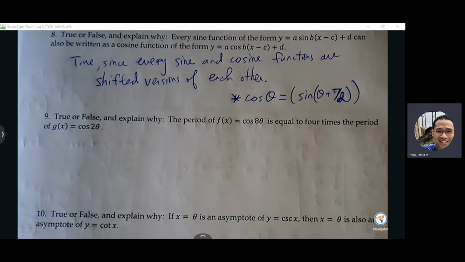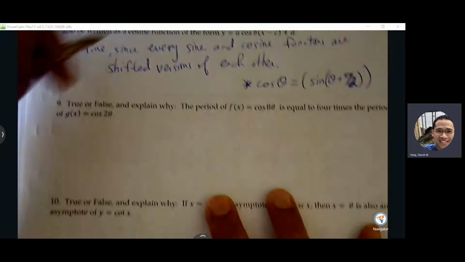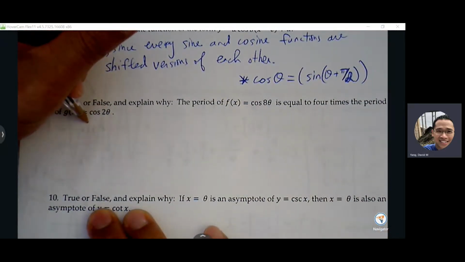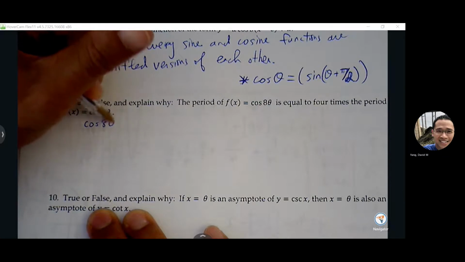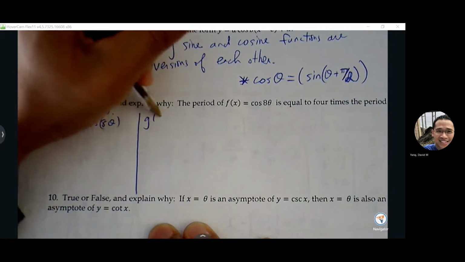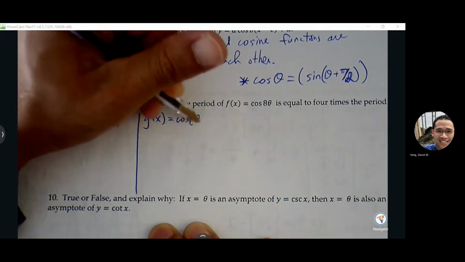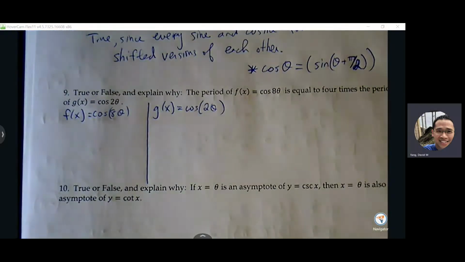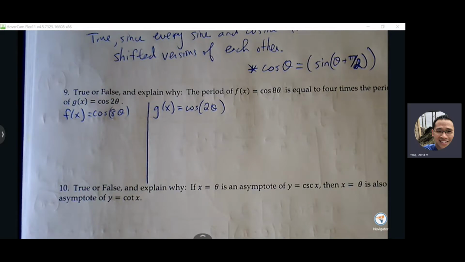Okay, number 9, true or false, and explain why. The period of cosine A theta is equal to 4 times the period of cosine theta. Let's not guess, right? Let's just go ahead and find the periods of both functions, compare them, and see whether that statement is true or false. So separately, let's go ahead and find each of these periods. Right? We have the b values for both. We know the formula is the same, 2 pi over b.